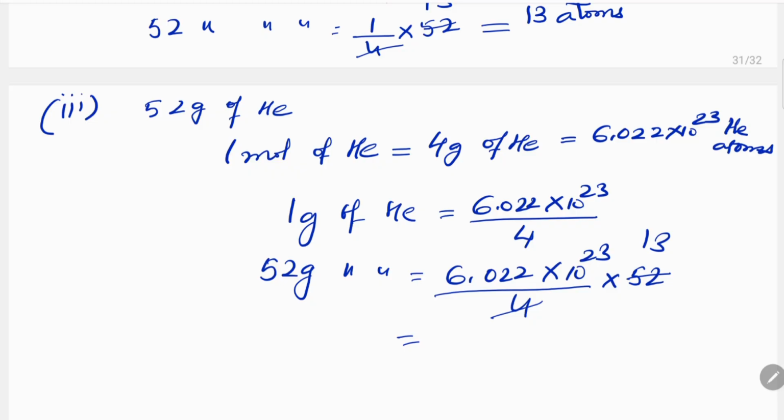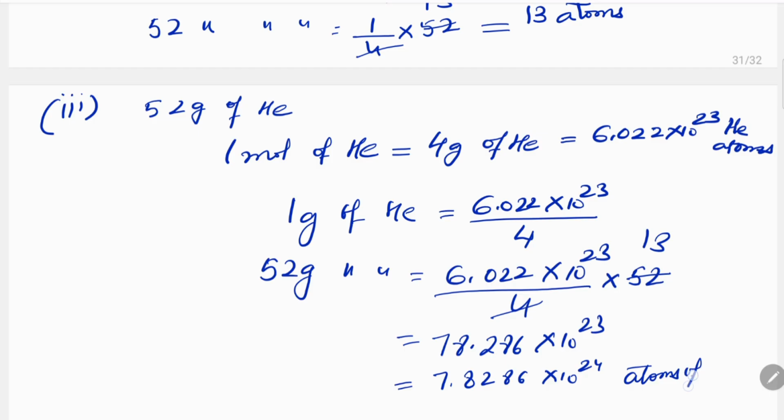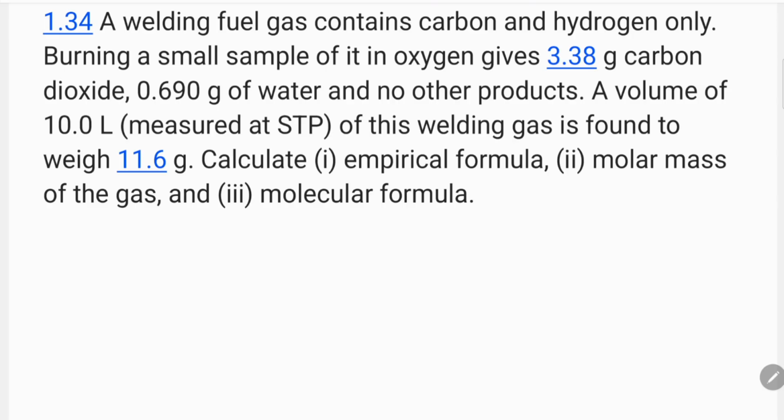So when we multiply it, it comes out to be 78.286 into 10 raised to power 23. The decimal will be shifted, then 7.8286 into 10 raised to power 24 atoms of helium. So this is how the atoms of a particular substance are calculated.